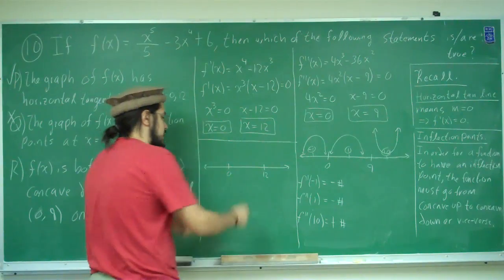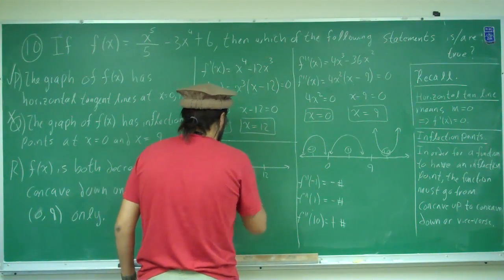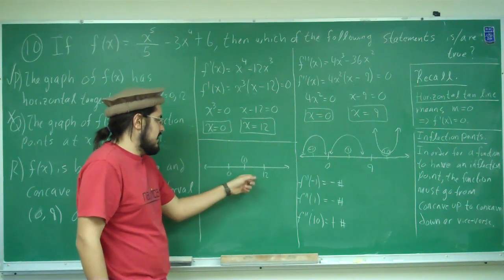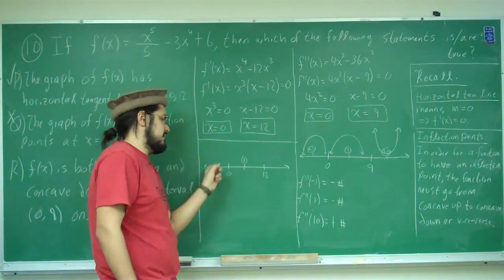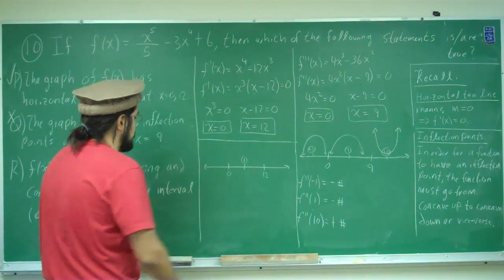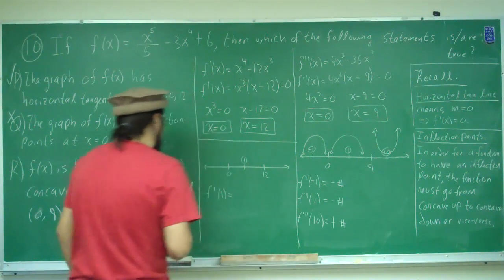From 0 to 12, I'll just pick a test point. I'll pick, let's say, 1. And since from 0 to 12, 9 is already in that interval, if it's decreasing from 0 to 12, it's definitely decreasing from 0 to 9. So I want to check if it's decreasing. So how do I check? I evaluate f prime at 1.